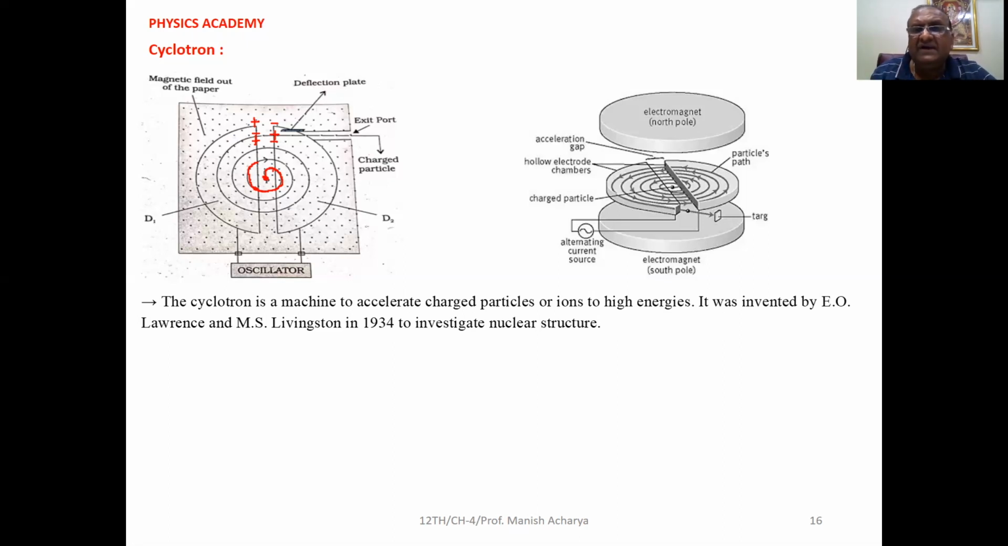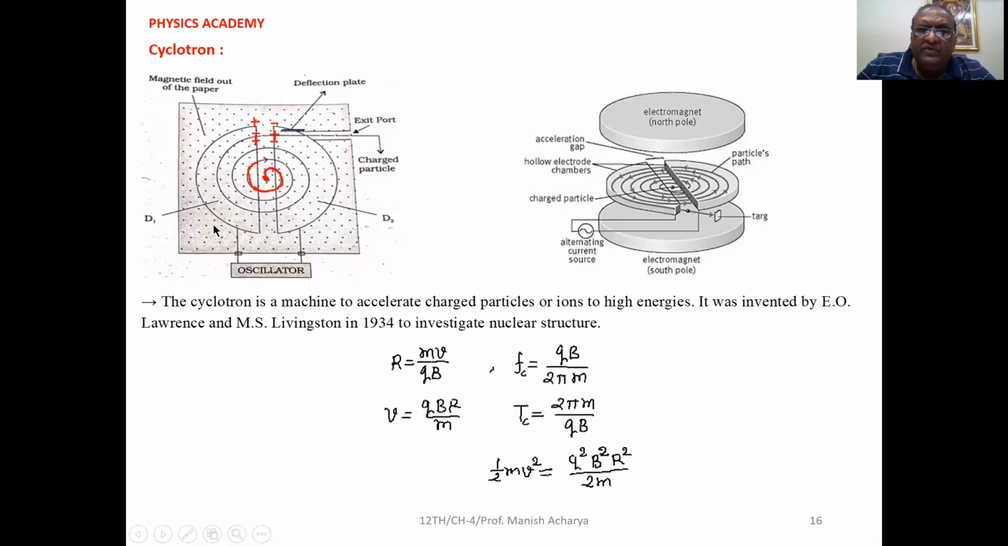This particular device is used for ion implantation in the medical line. It is used to destroy the cancerous cells by bombarding this type of highly energetic particles on the cancer cells. Okay, and these are also used to develop artificial radioactive elements.